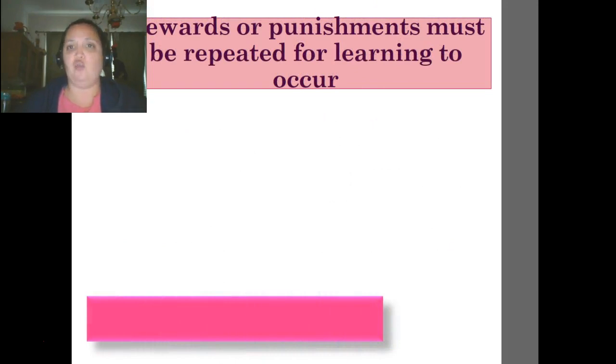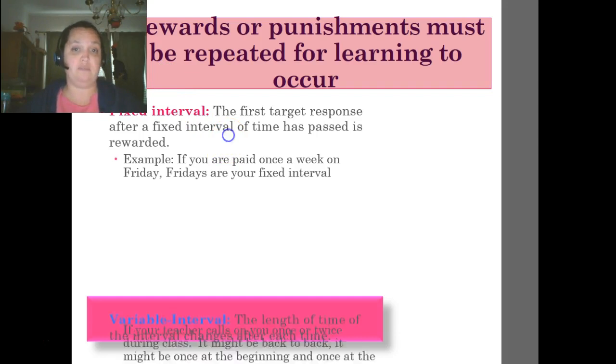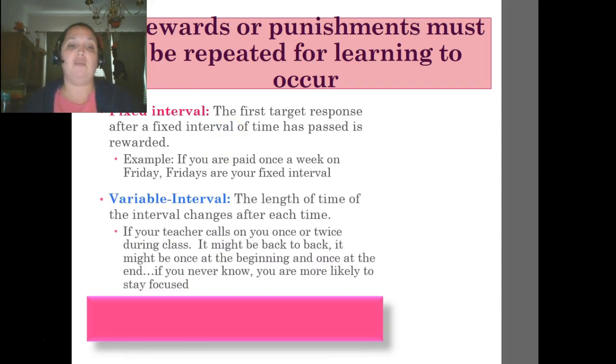As I mentioned, we have to repeat rewards or punishments for learning to occur. You can also look at it as intervals, how much time passes between the rewards. So for example, with a fixed interval, there is a specific amount of time that passes before a reward comes, like getting paid once a week on Fridays. Every Friday is your fixed interval. But also you might have a variable interval, which is where you never know how much time is going to happen between the actions. So for example, if a teacher calls on you once during class or twice, they might call on you twice in a row.